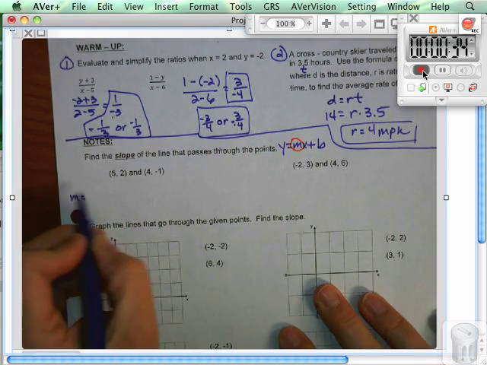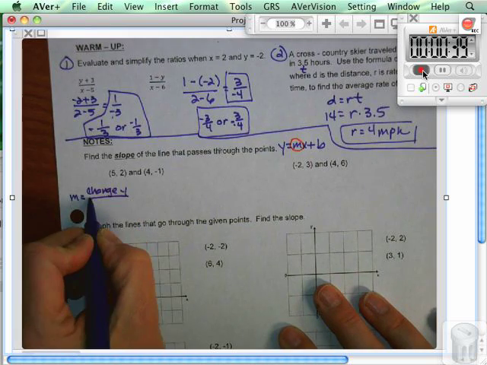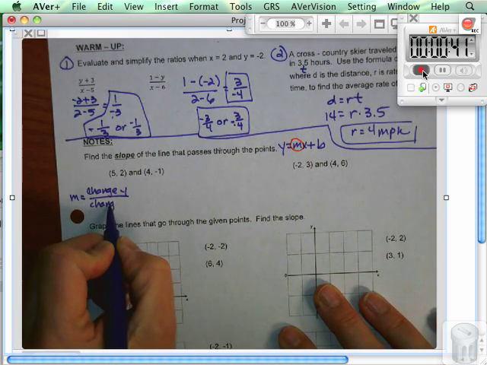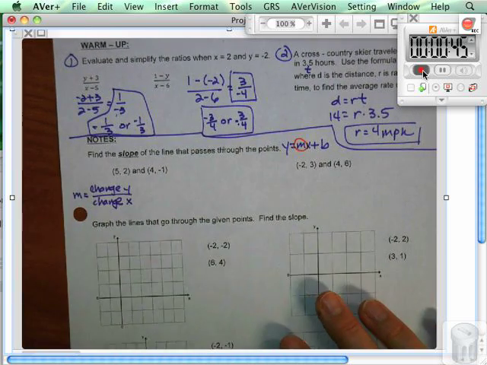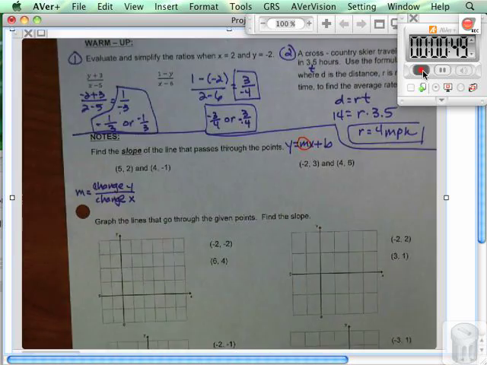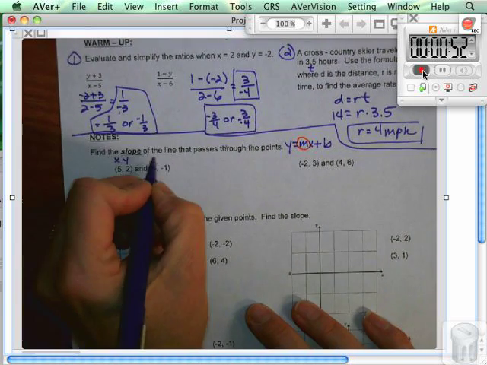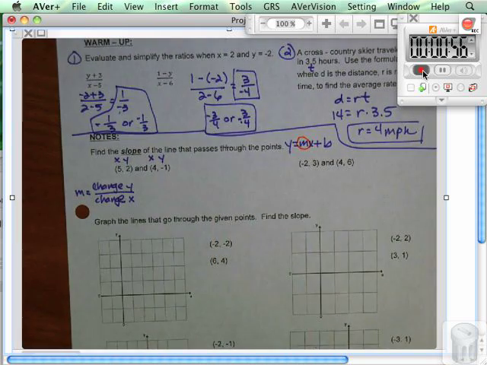Slope is basically the change in y over the change in x. Some of you may label these x1, y1, and x2, y2. I don't care if you do that. If that's what you're doing, that's fine. I didn't label them 1 and 2, but you can.